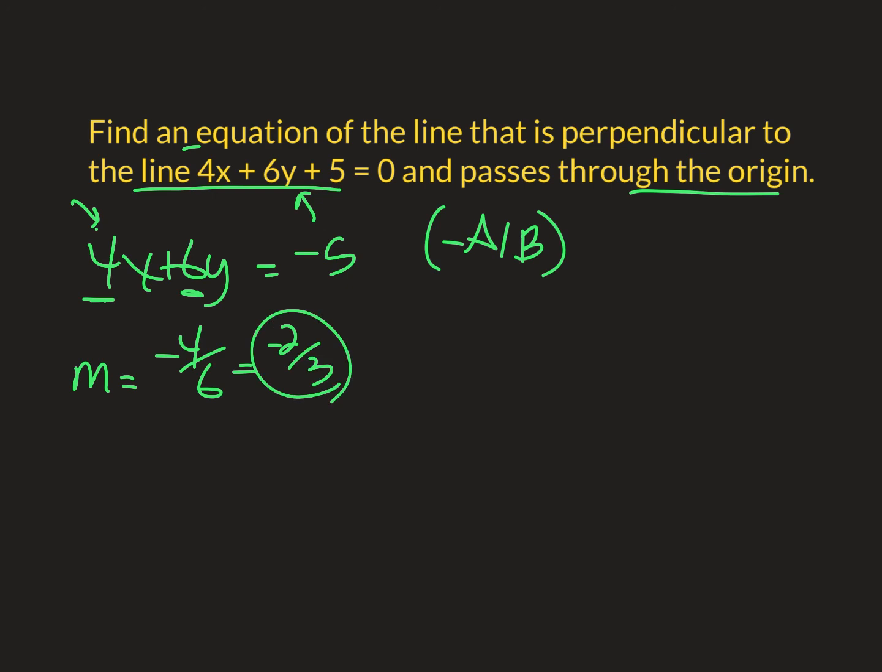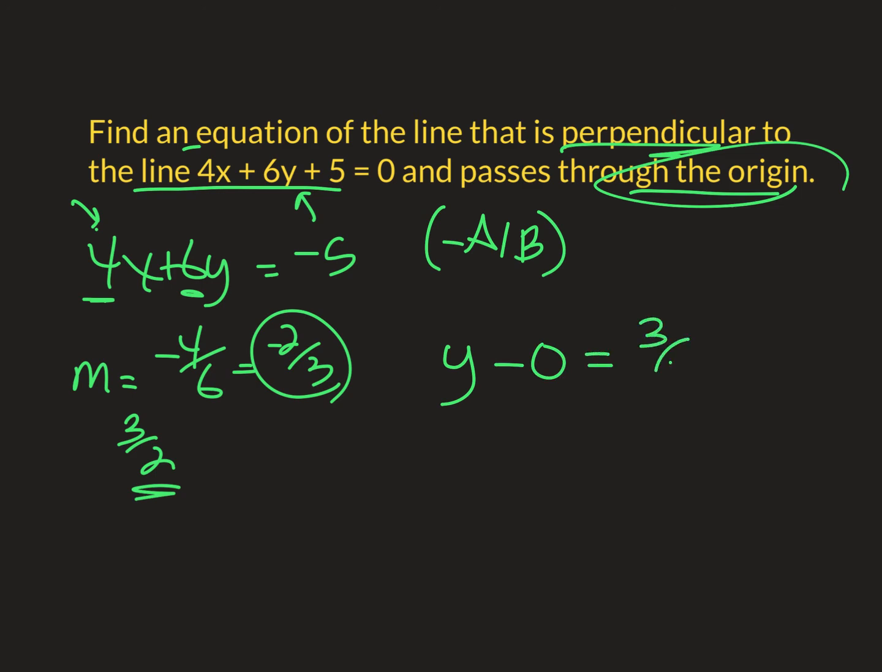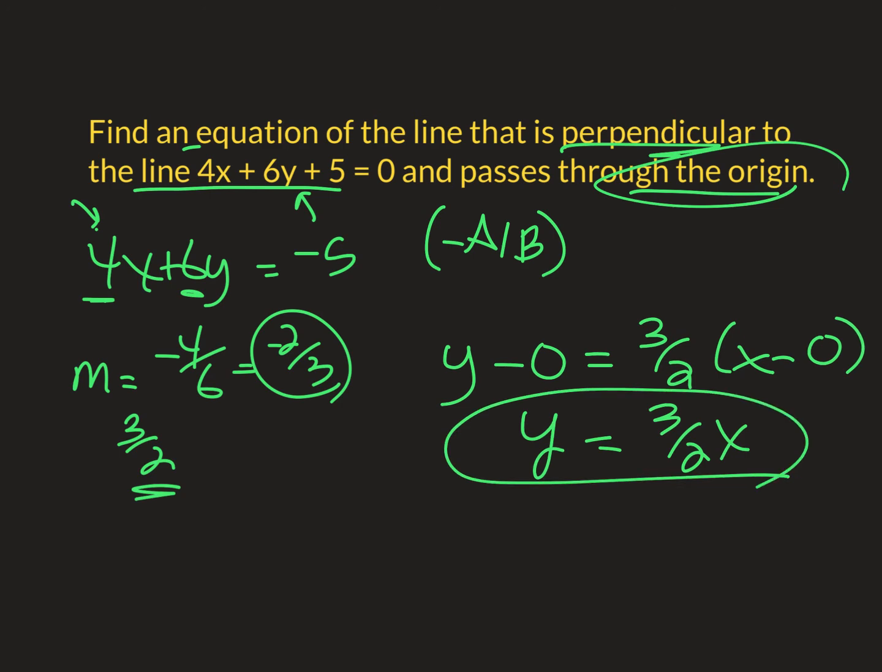That's a good little trick. Instead of having to put it in slope-intercept form and all that, you can just tell what the slope is. Now, I need the line perpendicular to it, so I'm going to use slope 3/2, the opposite reciprocal. It passes through the origin, which is the best point it could pass through. So I'm going to do point-slope: y minus 0 equals 3/2 times (x minus 0). Now, y minus 0 is just y, and 3/2 times x is 3/2 x. And there it is. That's the line perpendicular to the first one that passes through the origin. And that's all you've got to do.